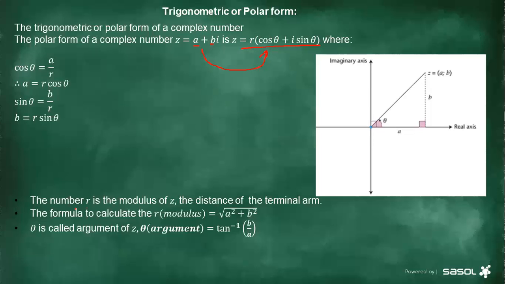All right. And then they are saying the distance r, modulus z, distance of the terminal arm. That's what we explained. And then the formula that we are using to calculate that is r equals square root of a squared plus b squared. And then theta is called the argument. Remember, we did calculate the argument. Then this is the formula that we were using to calculate the argument. All right. And then let's proceed.